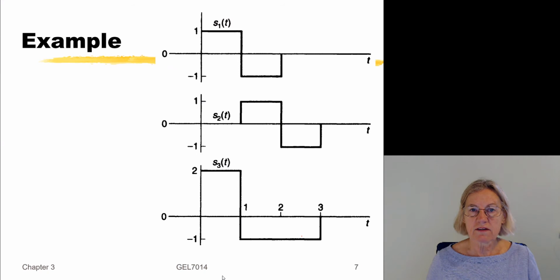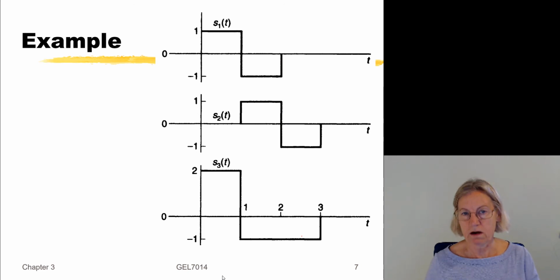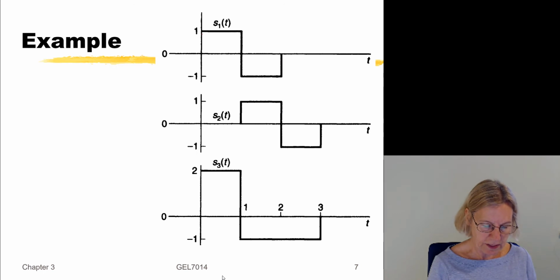So I'm going to start with a very simple example, and I'm going to take 3 symbols. And these 3 symbols are the ones that you see here. They're square waves. In this case, it's like having a +1, -1, and then a 0. And this is the time of a symbol.